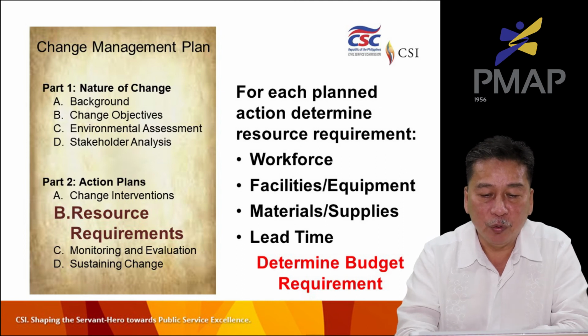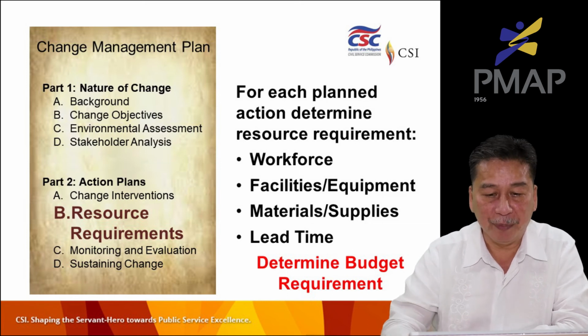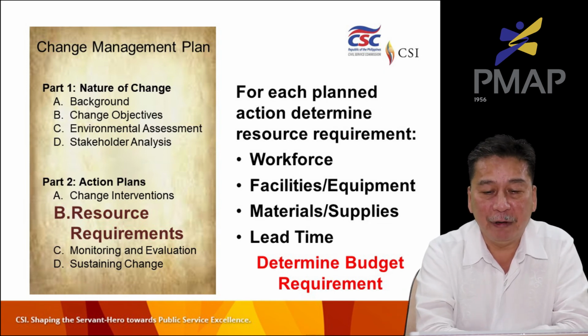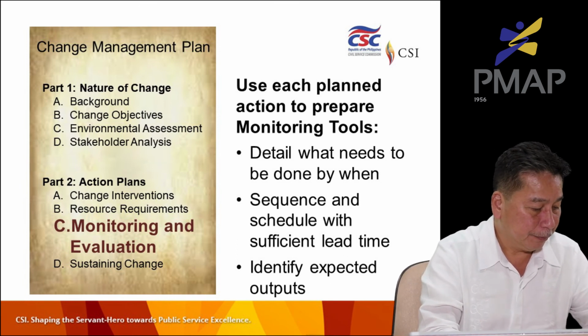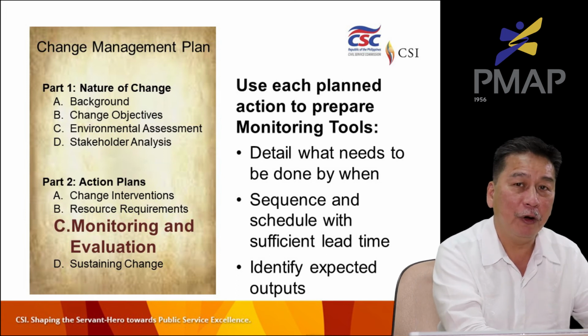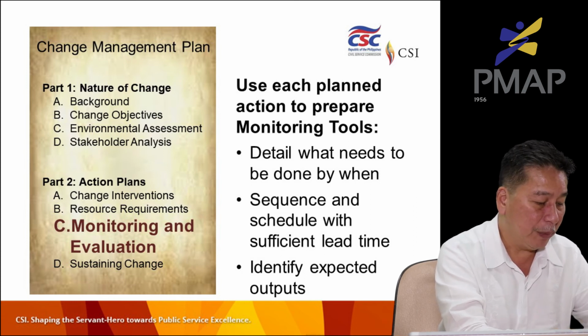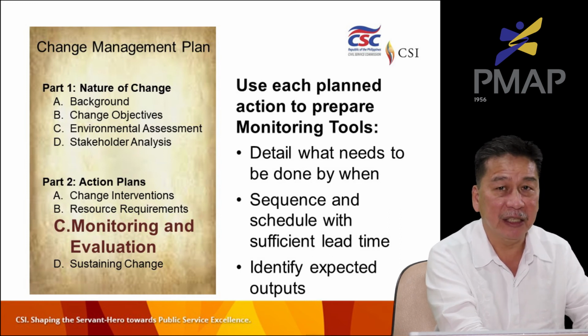Given this, then we can determine the budget requirements by monetizing the value of these different resource requirements. Then we can move on to monitoring and evaluation. If we go back to the action plans that we have prepared, we identified 4 columns. The first is the actions to be taken. The second is who will perform the actions. The third is when. The fourth is the success indicators.